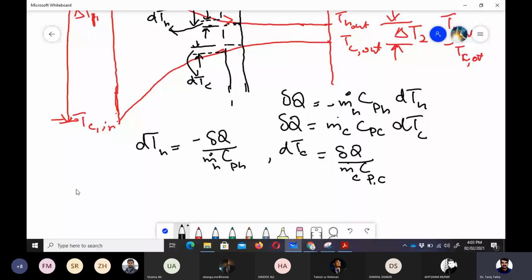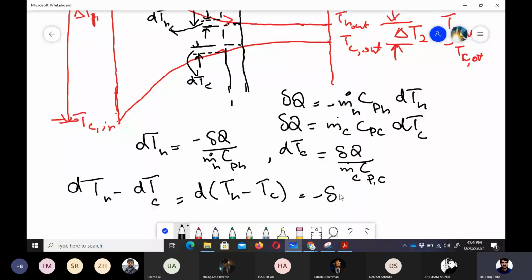Right. So now if we want to determine d(Th) minus d(Tc), that can be written like the differential of (Th minus Tc). That would be equal to minus delta Q. Because we are going to write these two things, minus delta Q can be taken constant, and then we can write 1 upon m dot h Cp h plus 1 upon m dot c Cp c.